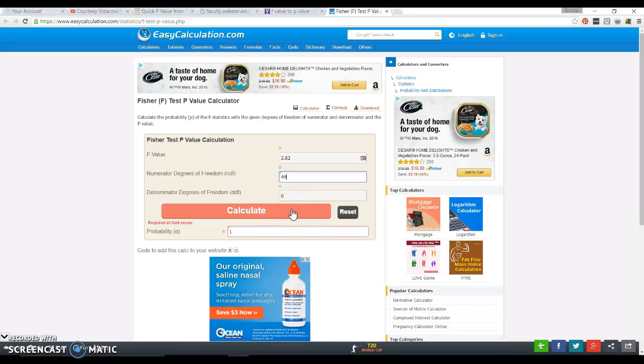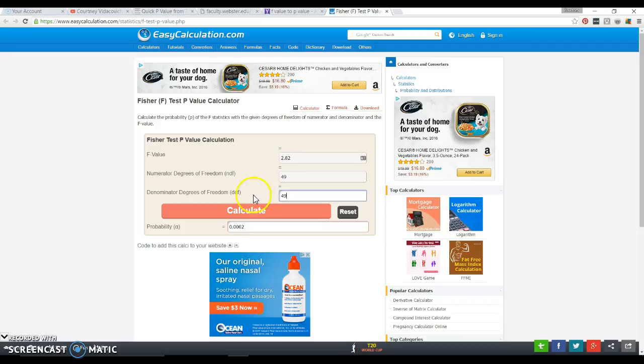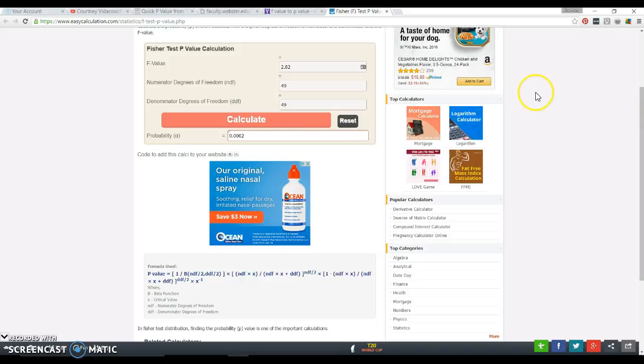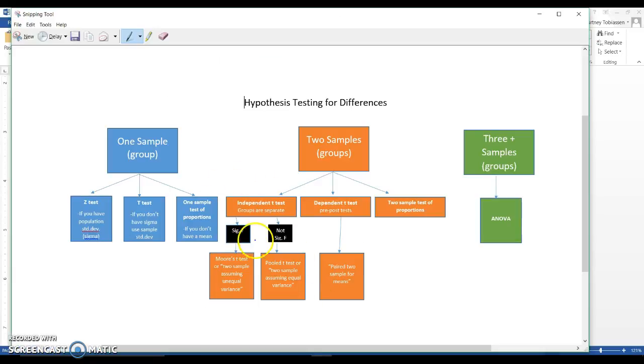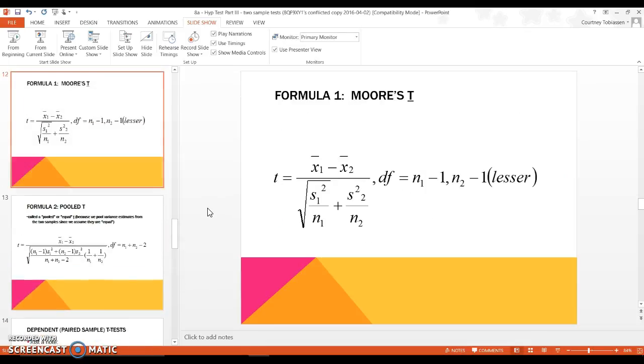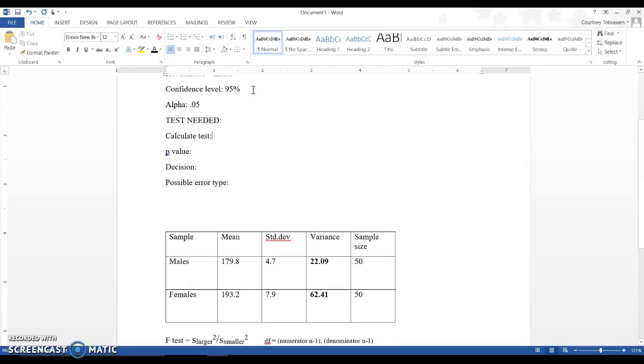So I'm gonna go back up here. My degrees freedom is 49 and 49, calculate, and my probability is 0.0002. So 0.0002 is less than my alpha of 0.05, meaning this is significant. So let's go back to my picture. If F is significant, I'm going to use the Moore's t-test. So we go back up here and we figure out that we're going to use this here. So all you're going to do is plug in all of the values right through here and solve for t. So pause the video and I want you to solve for t. I'm serious. Pause, plug it in, and we'll come back.